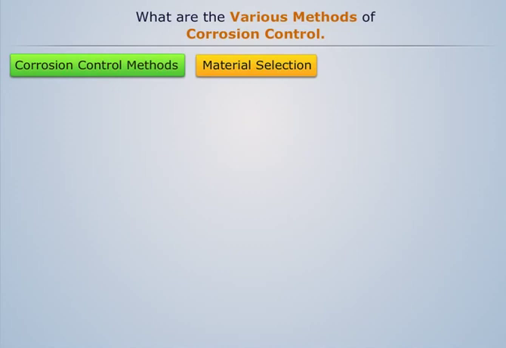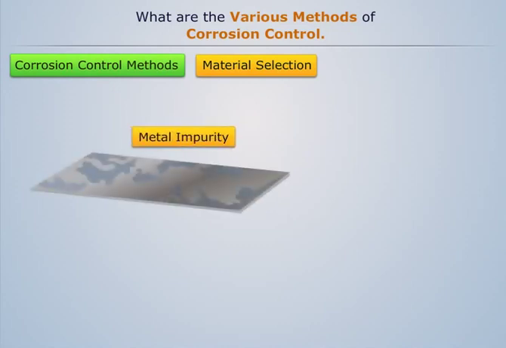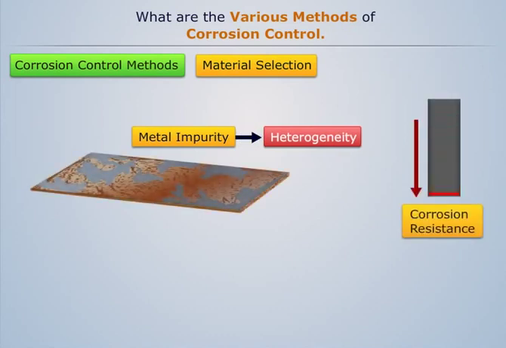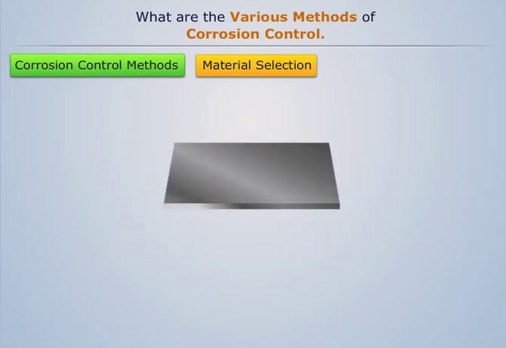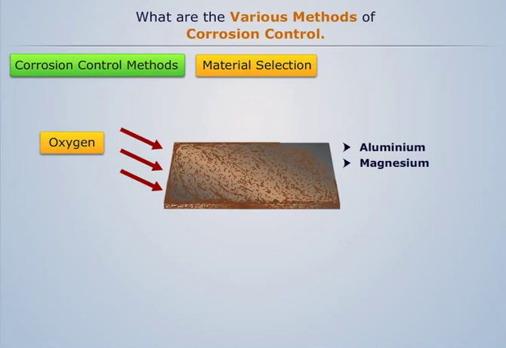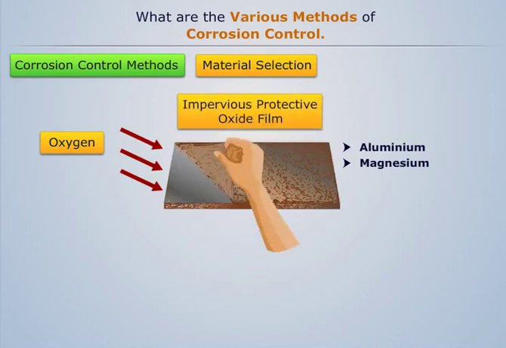Selection of the right type of material is one of the main methods to control corrosion. Impurities in a metal cause heterogeneity, which in turn decreases corrosion resistance of the metal, leading to corrosion. Thus, by increasing metal purity, the corrosion resistance of that particular metal can be improved. Purification of metals like aluminium, magnesium, etc. provides a coherent and impervious protective oxide film on their surfaces when exposed to environment.